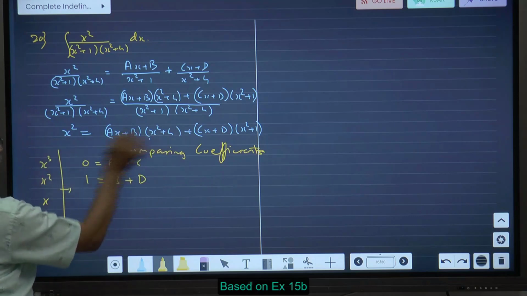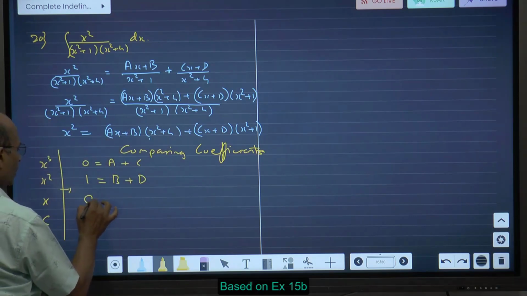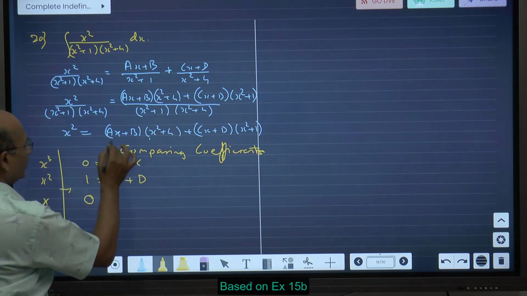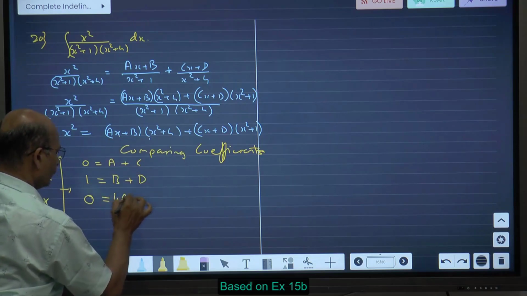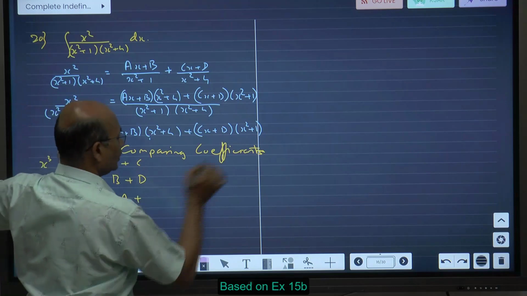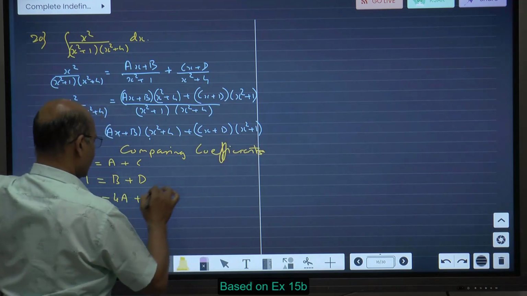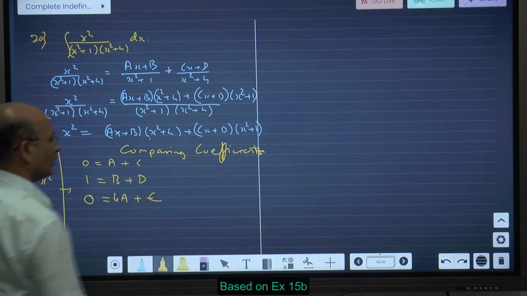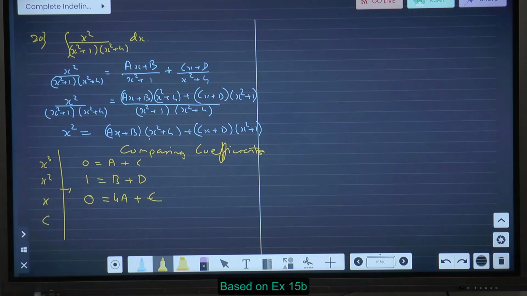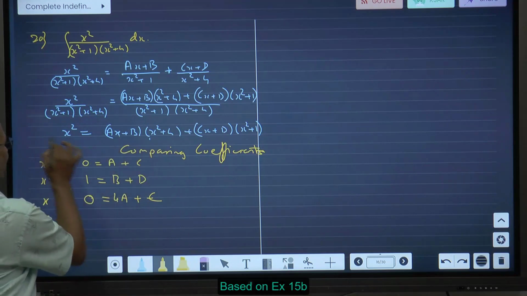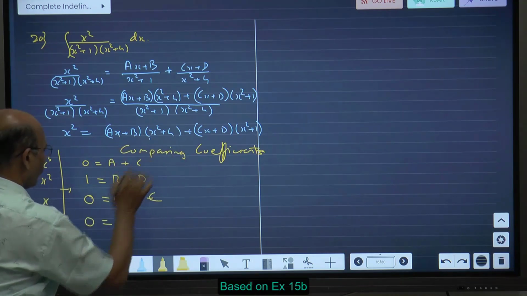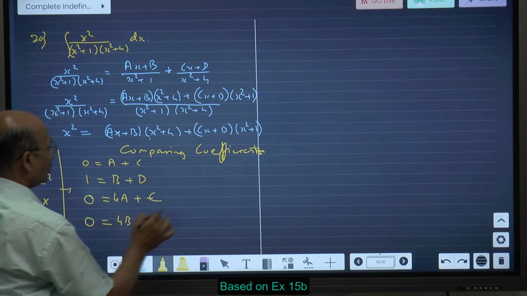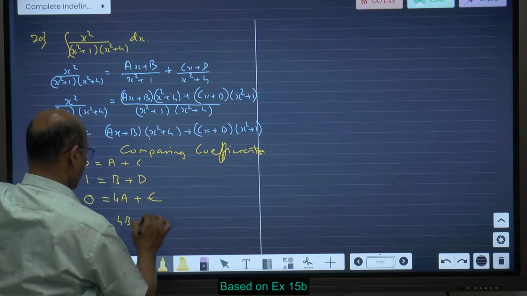Compare the x coefficient on both the sides. What is the x coefficient here? 0, nothing. The x coefficient is ax into 4, 4a, plus cx into 1, c. I think there is nothing much more. Then compare the constant on both the sides. There is no constant here, 0. What is the constant here? b into 4, 4b, and d into 1, d.